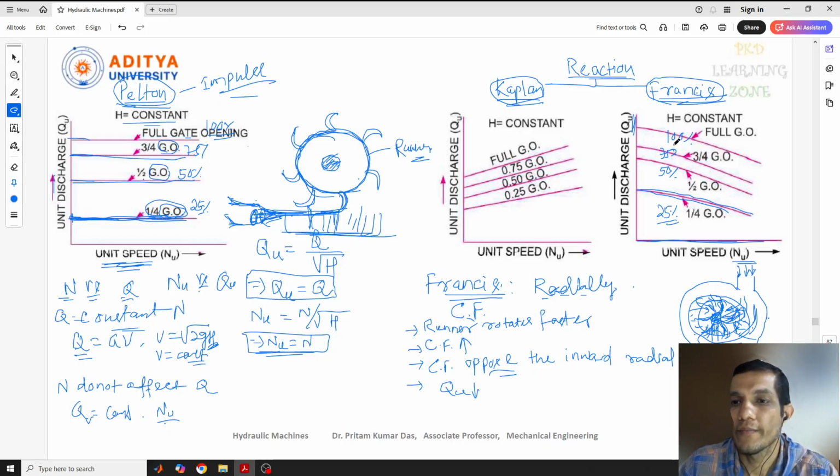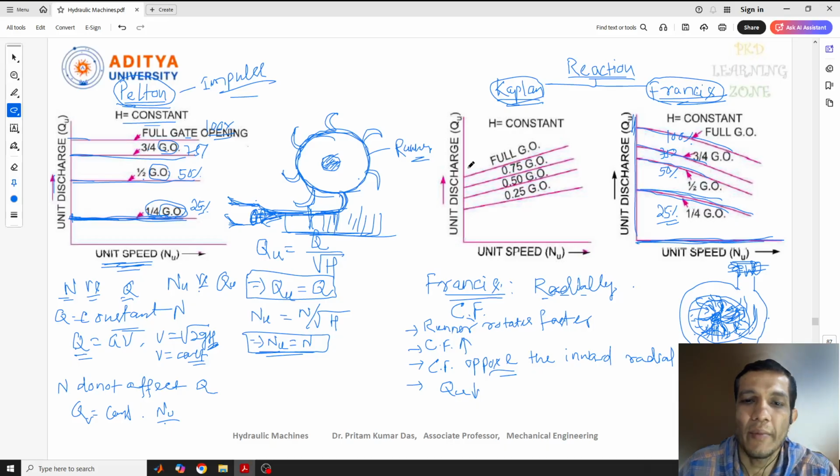So this is the point in the Francis turbine. You can see here the Francis turbine, unit speed is increasing. But what about the discharge? As I told you, these lines are for gate valve openings. If we have a valve and operate it at 25% opening, 50% opening, then 75% opening, then full opening, the curves will be based on that.